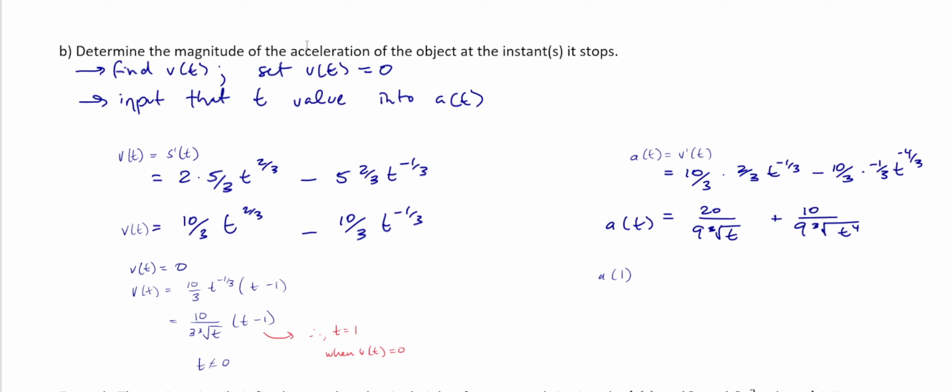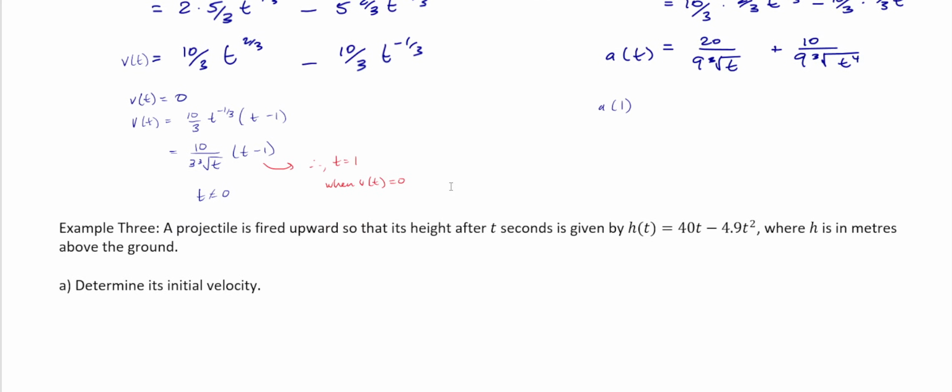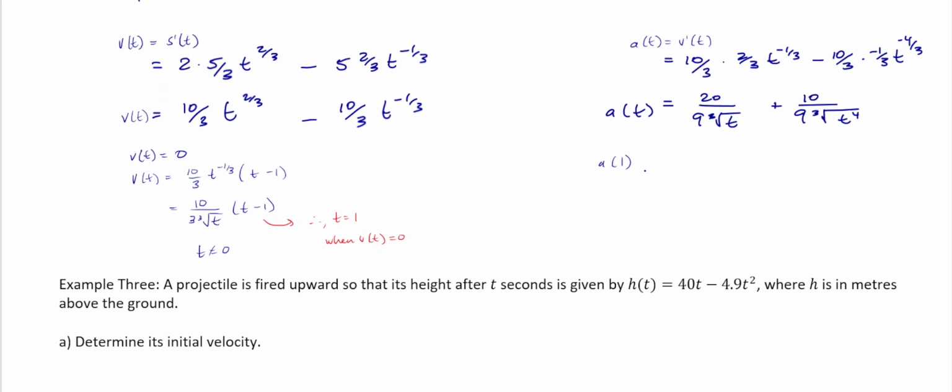I'll just scroll up here. I want to find the magnitude of the acceleration of the object at the instant it stops. Well, I know it stops at t equals 1, so I'm going to sub 1 into this right here. And so I'm going to go 20 over 9 times the cube root of 1 plus 10 over 9 times the cube root of 1. Well, I know that the cube root of 1 is just 1. So this just equals 30 over 9, which I can say approximately equals 3.33 meters per second squared.